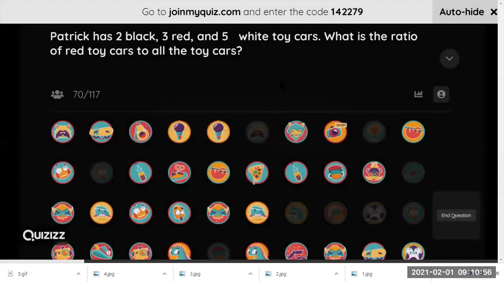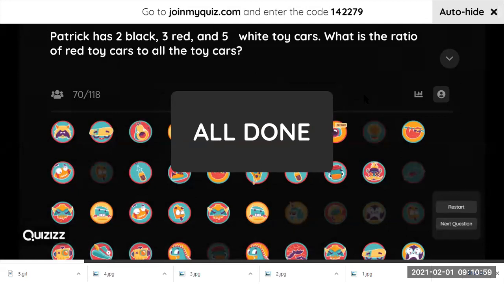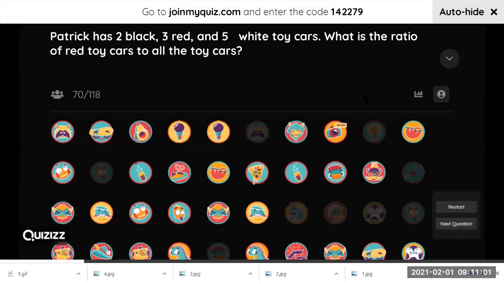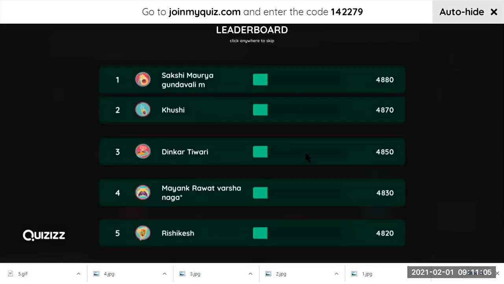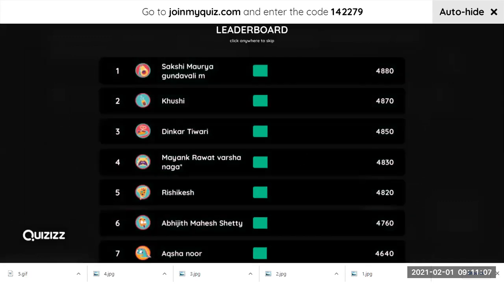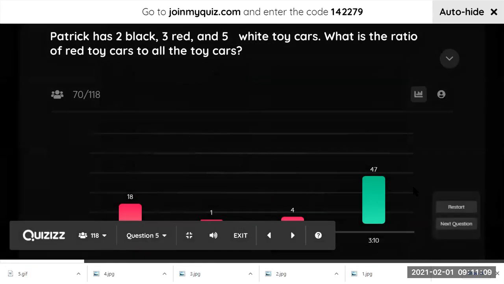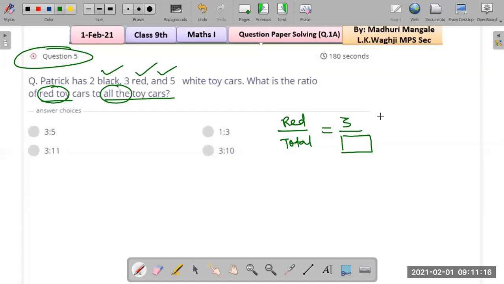So here, let's see how many of you have got it right. DJ Sabri, Harsh, Khushi, Dinkar Tiwari, Mayank, Rishikesh, Abhijit, very good. 47 of you have got it right. For those who couldn't make it, let us look at the solution on the Zoom board.